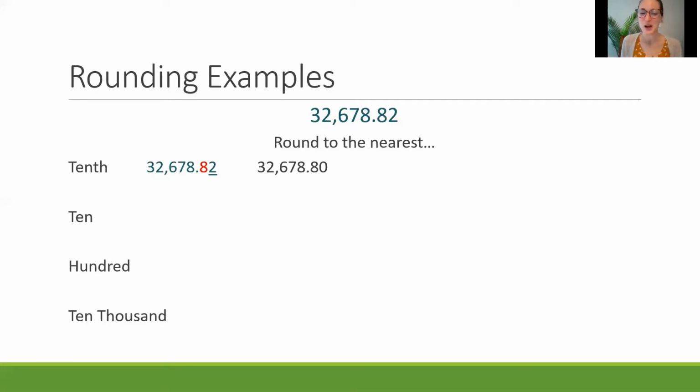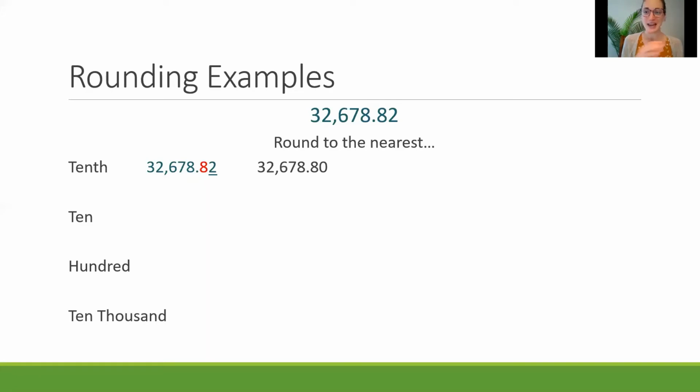So since we are looking at a number 2 there, we know that's less than 5, so we're going to keep the 8 the same and change everything else over to zeros. So our value becomes 32,678 and 8 tenths or 80 hundredths. Remember, with decimals, if we have zeros at the end, we could add as many zeros as we want, or we could take away as many zeros as we want. We don't have to worry about those as far as the value of it.